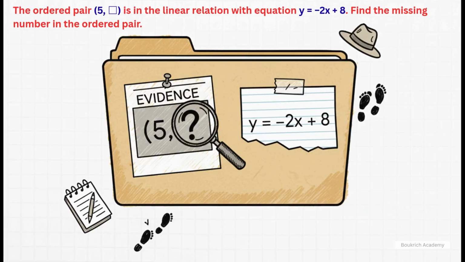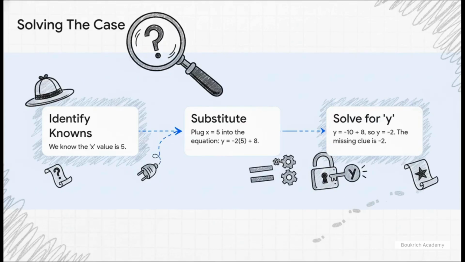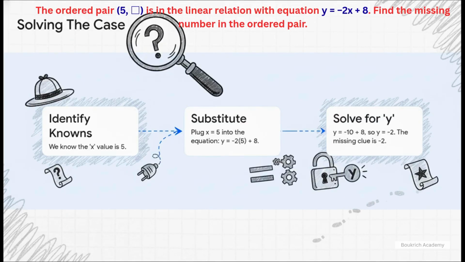y equals -2x plus 8. So, how do we solve this? Well, we use the clue we have. We plug the x value of 5 right into our equation. That gives us y equals -2 times 5 plus 8. After a little bit of math, we get -10 plus 8. And we find our missing piece of the puzzle. y is -2.